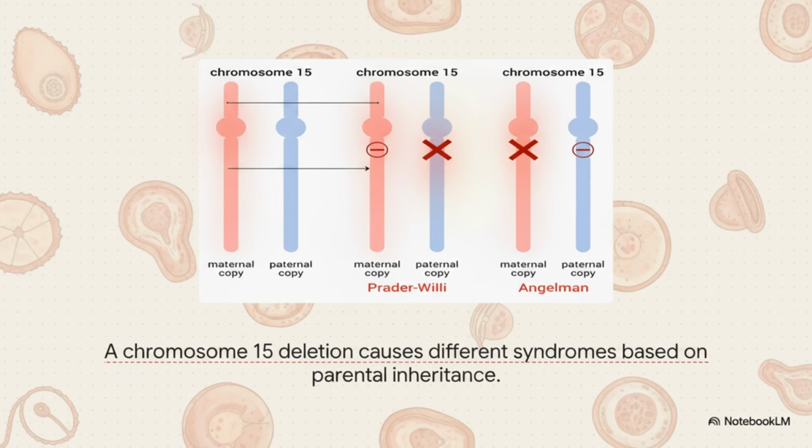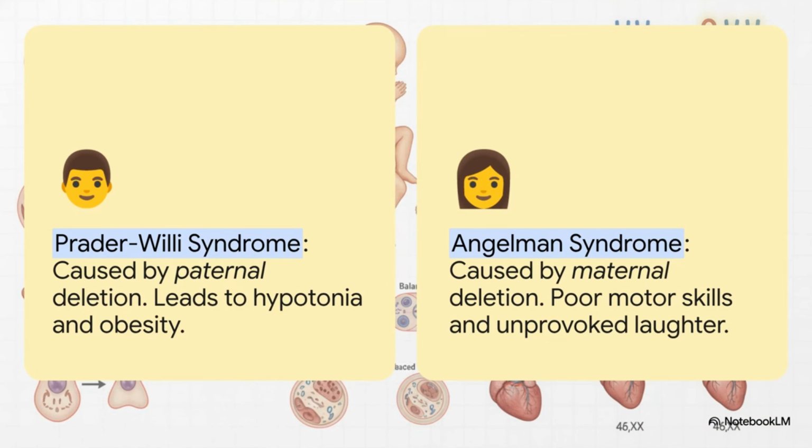That's imprinting. So look at chromosome 15 here. If a specific microdeletion happens on the copy you inherited from your father, you get Prader-Willi syndrome. But if the exact same microdeletion happens on the copy you got from your mother, you get a completely different condition, Angelman syndrome. Isn't that wild? And just look at how different these two syndromes are.